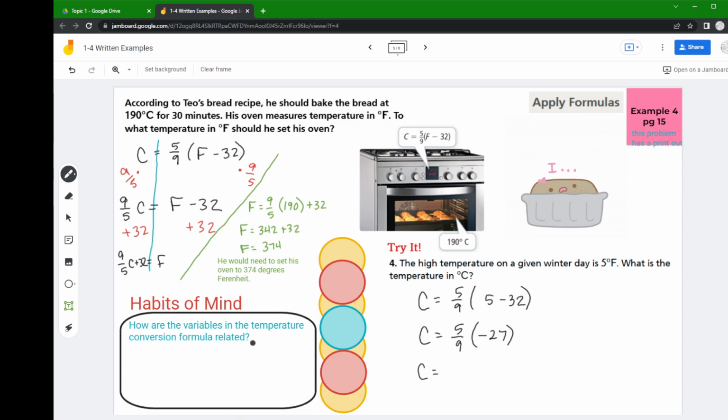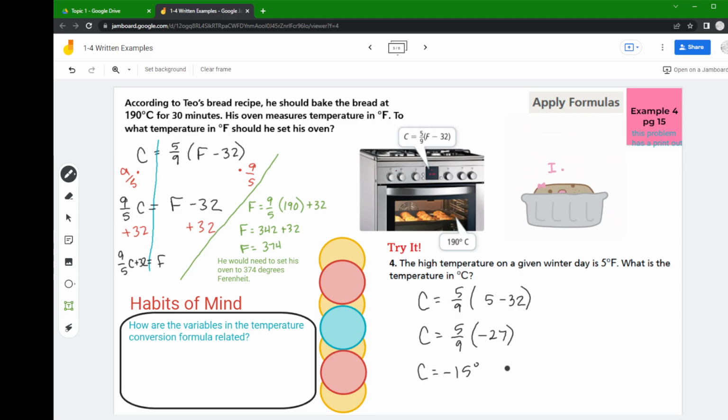And so now I'm going to use mental math here because I'm lazy and I don't want to reopen my calculator, which I closed because I don't have foresight. So I can do negative 27 divided by 9. That is negative 3, times 5 is negative 15. So 5 degrees Fahrenheit is the same as negative 15 degrees Celsius.